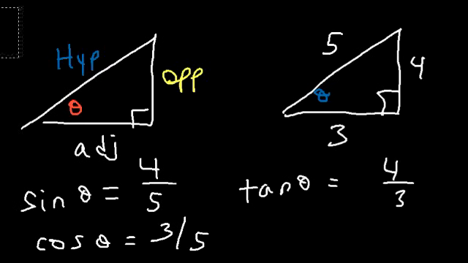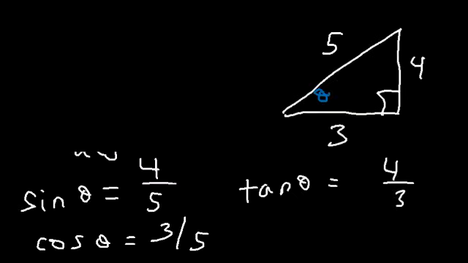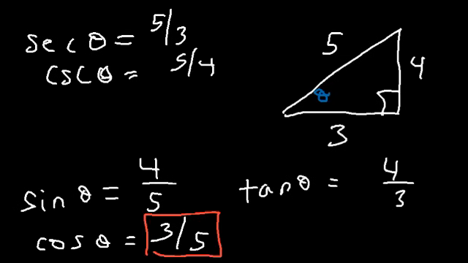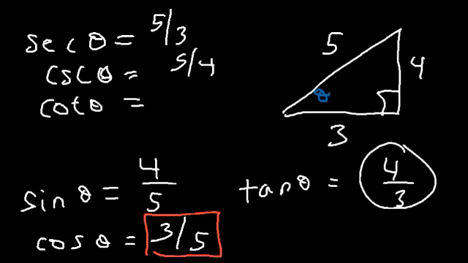Now, if you have sine, cosine, and tangent, you can find secant, cosecant, and cotangent. Secant is 1 divided by cosine, so it's the reciprocal of cosine. Since cosine is equal to 3 over 5, secant is 5 divided by 3. Cosecant is the reciprocal of sine, so it's 5 over 4. And since tangent is 4 over 3, cotangent is going to be 3 over 4.